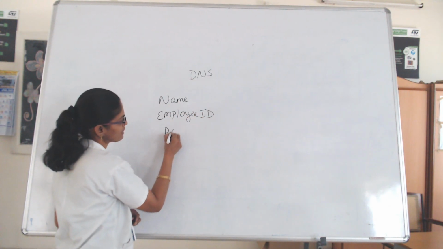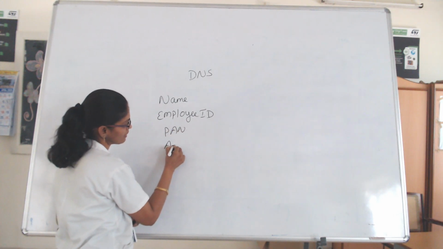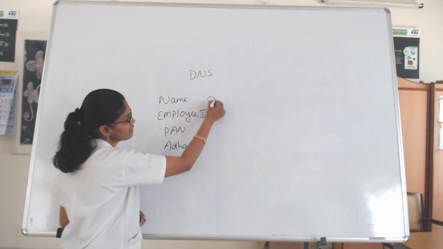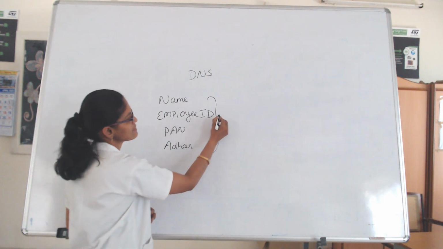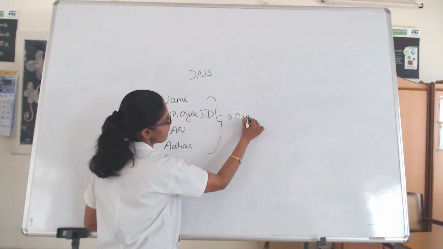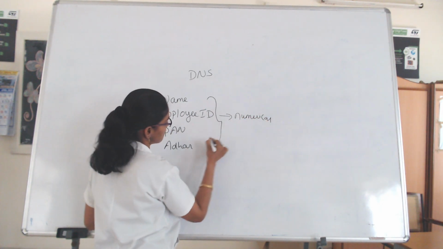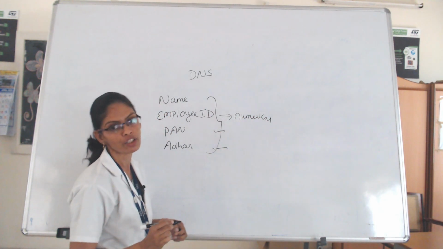Through their PAN card we can refer to humans. Through Aadhaar card they can refer to humans. So these are the different ways of referring to a single person. But which one is flexible? The employee ID is numerical. Similarly, PAN, Aadhaar, everything is numerical.